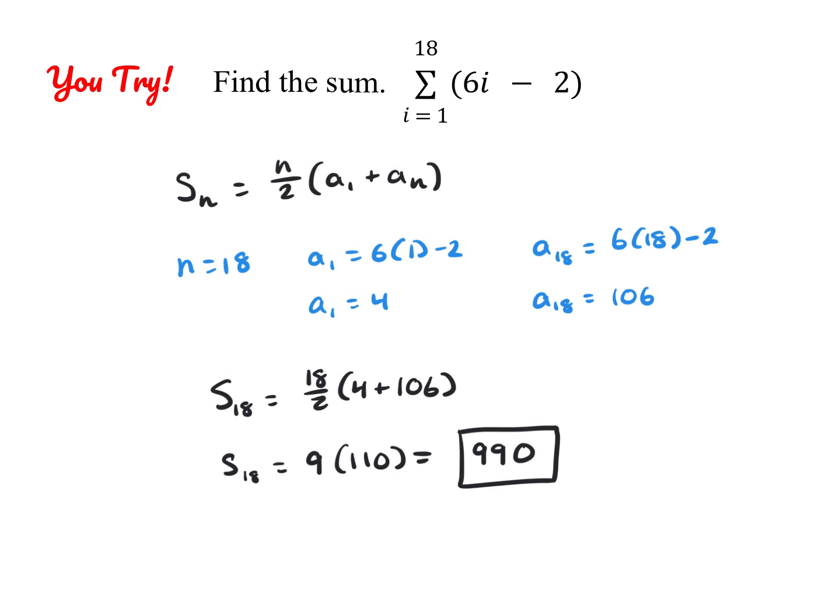All right, go ahead and check your work here. You can see that I'm finding the sum of the first through 18th terms, so n is 18. I plugged in 1 into my rule right here to find my first term, and then I plugged 18 into my rule to find my last term, or the 18th term, and then I just plugged those into this formula to get a sum of 990.